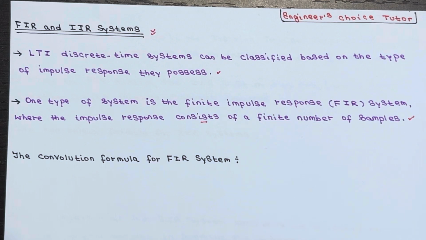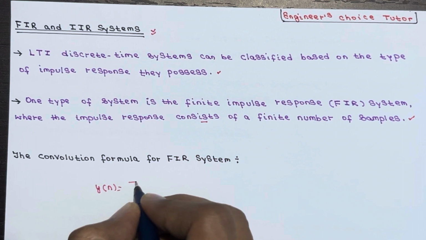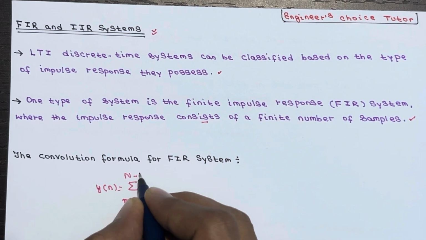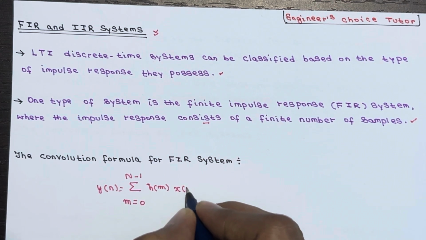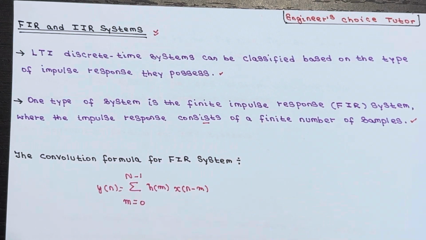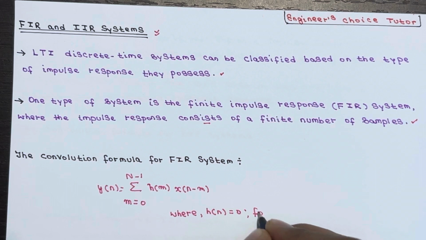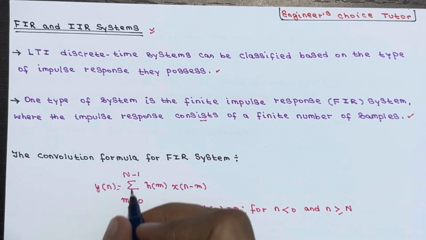So the convolution formula for an FIR system is given as y of n is equal to the summation, as I told you, finite, where m is equal to 0 to N minus 1, of h of m into x of n minus m, where h of n is equal to 0 for n smaller than 0 and n greater than or equal to this capital N.